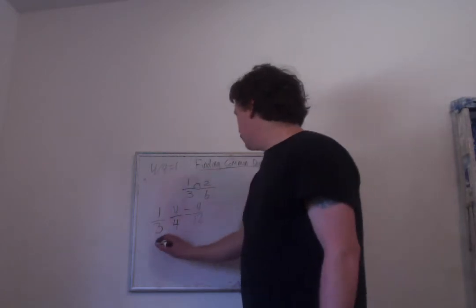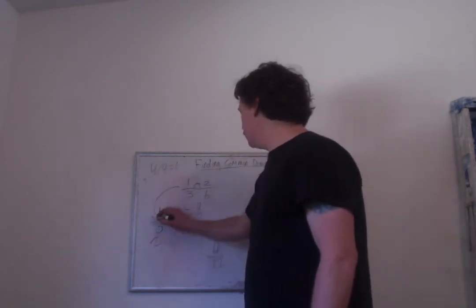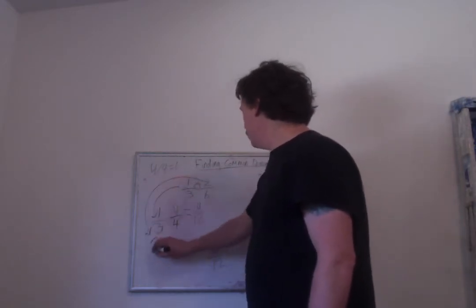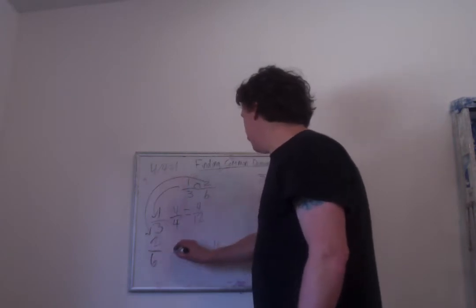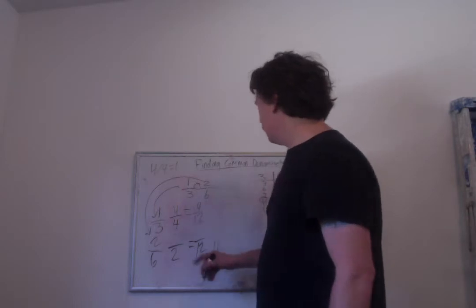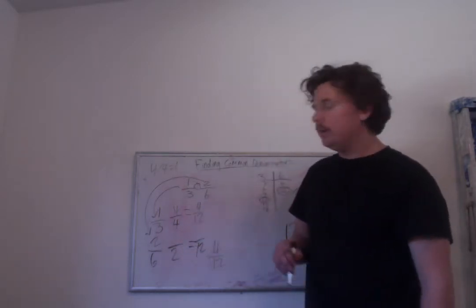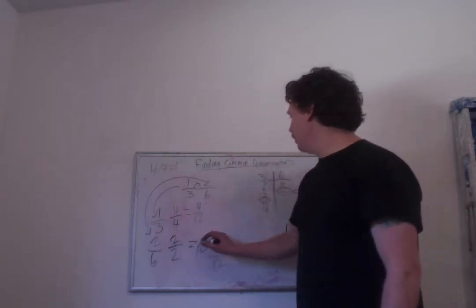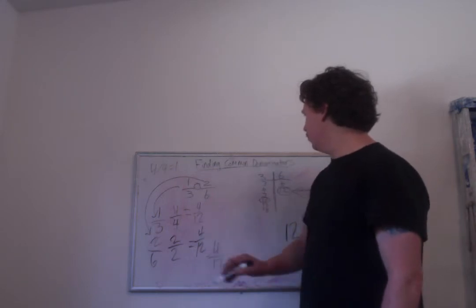Now to get from 6 to 12, we'll do our second one. To get from 6 to 12, we have to multiply by 2. That gives us our denominator. Anything you do to the denominator, you must do to the numerator. 2 times 2 equals 4.